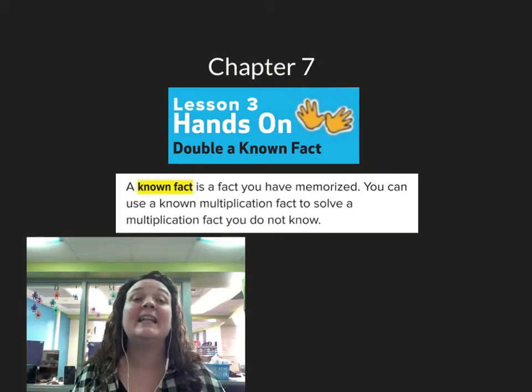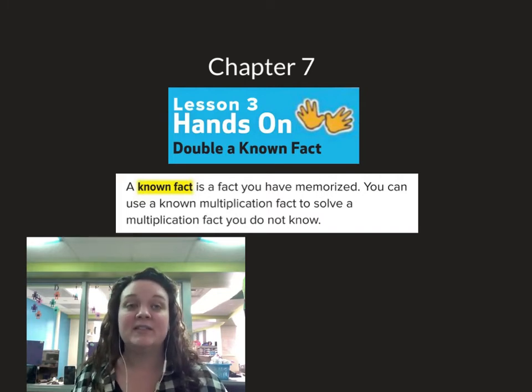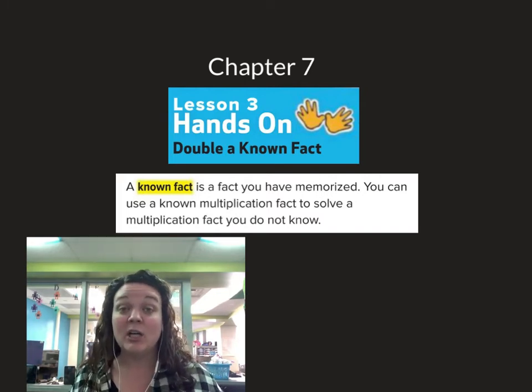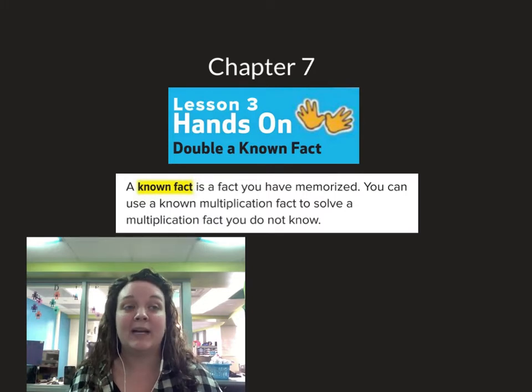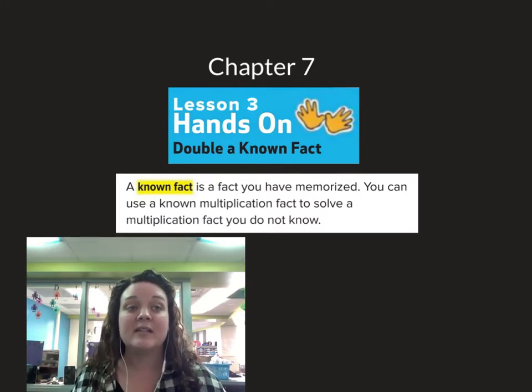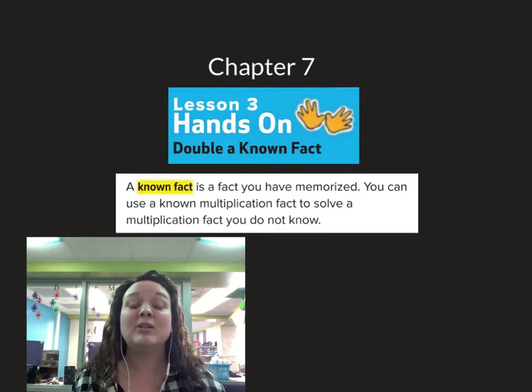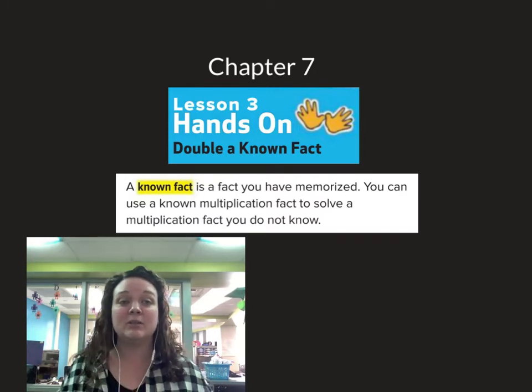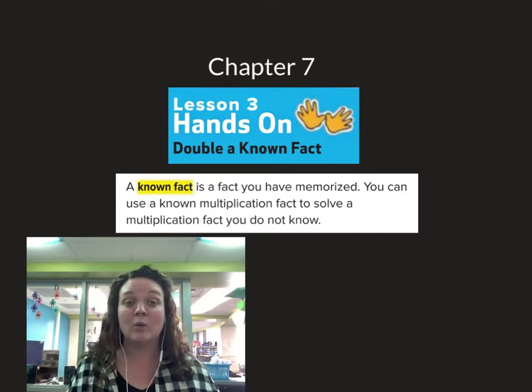Today we're going to be looking at doubling a known fact. A known fact is a fact you have memorized. You can use a known multiplication fact to solve a multiplication fact you do not know.